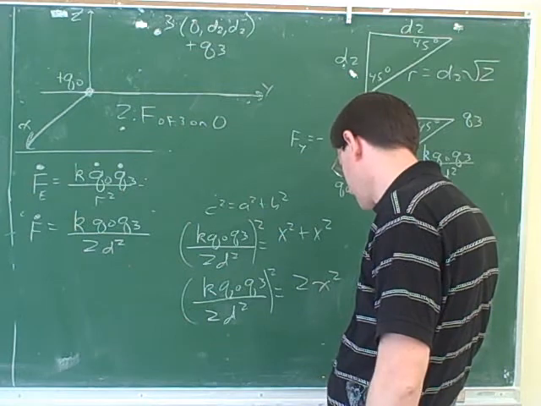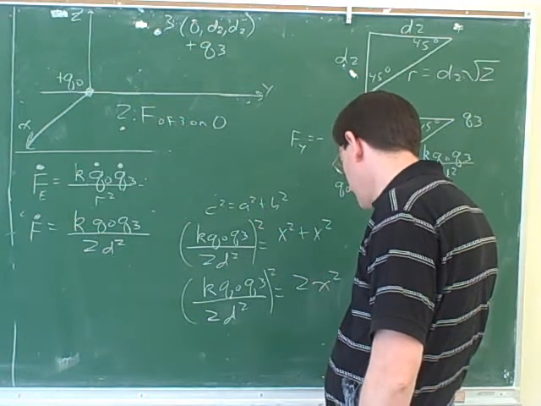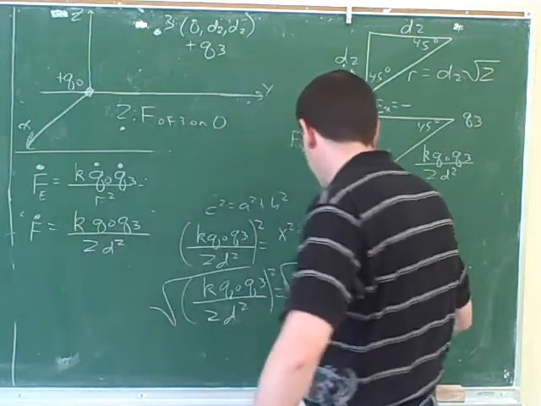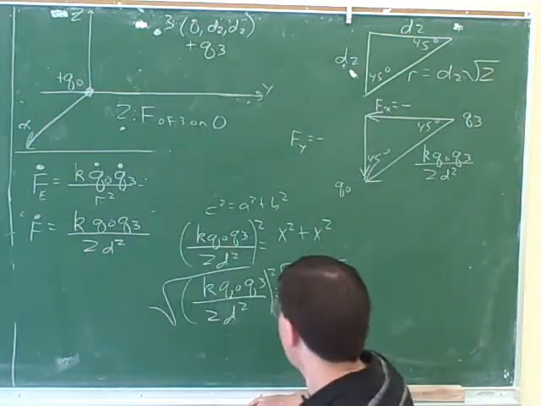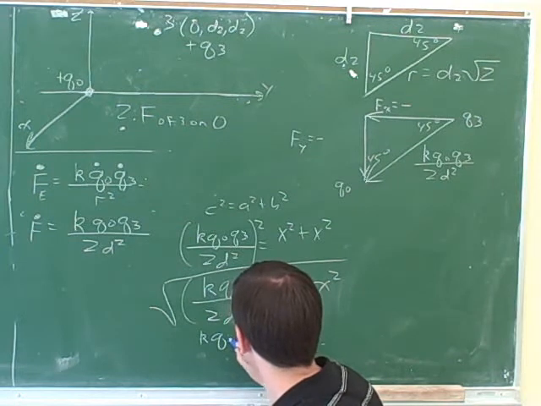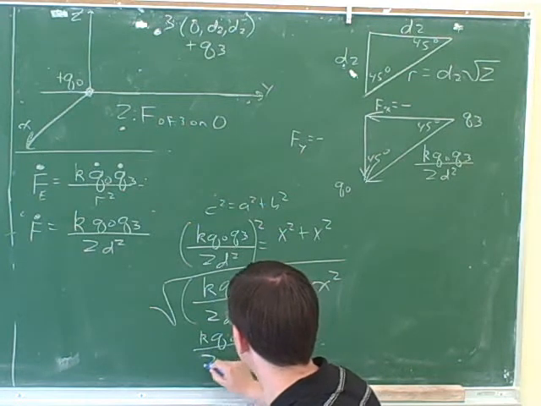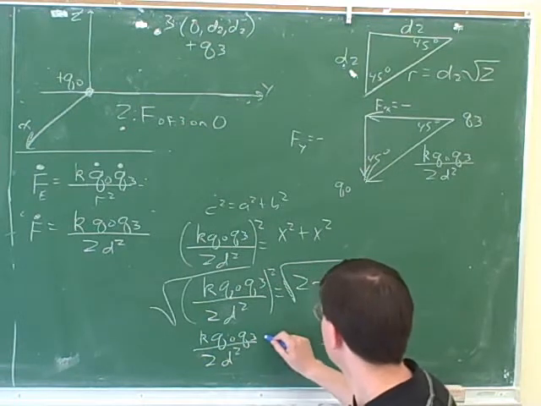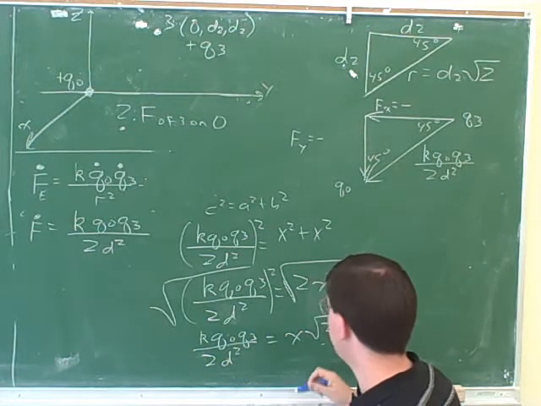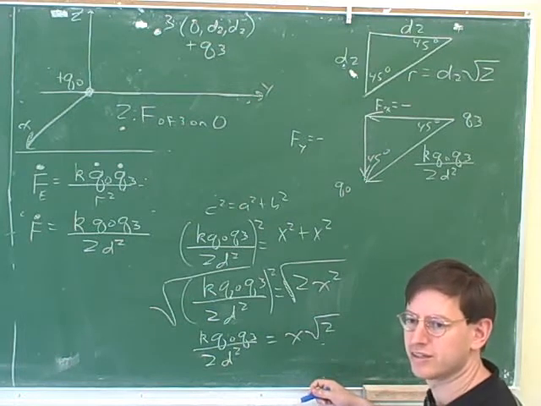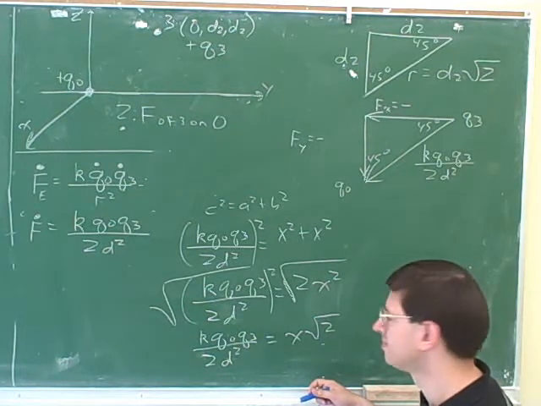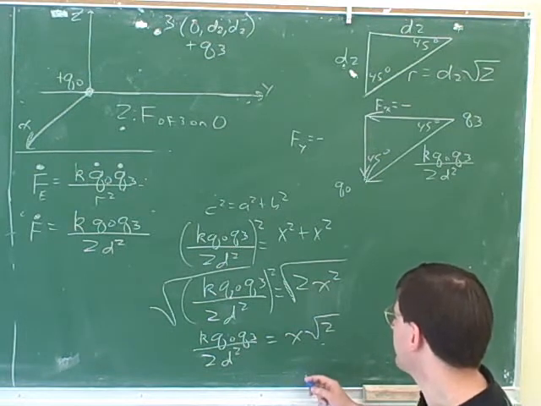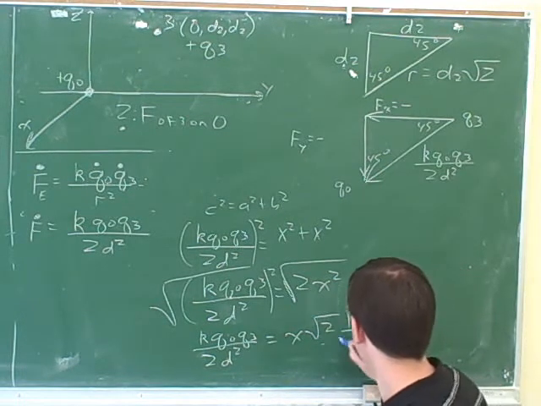Yeah, this is a mess. Let's take the square root first. If we take the square root first, what do we have left on the left-hand side? Just k q naught q3 over 2d squared. Yes. And on the right-hand side, we have this. Yeah. Now we can multiply both sides by 1 over root 2.